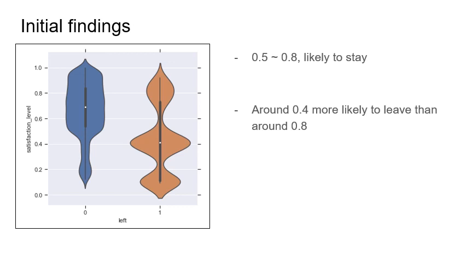We have done an exploratory analysis on the dataset, and from this violin plot, we can see that the employees with 0.5 to 0.8 satisfaction level are very likely to stay. But the employees with satisfaction level around 0.4 are more likely to leave than the ones with satisfaction level around 0.8.